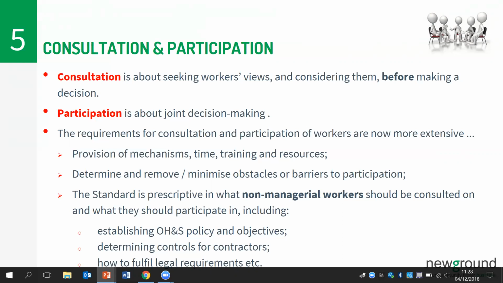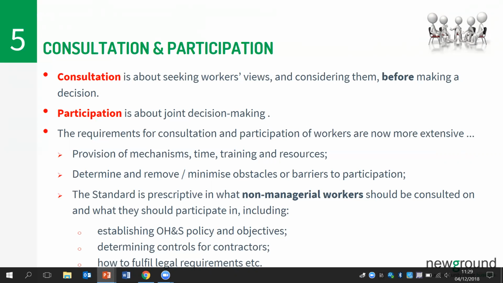The business must now also work to remove or minimise obstacles or barriers to participation. This could include things like language or literacy barriers, reprisals or threats of reprisals, or policies or practices which discourage or penalise worker participation.